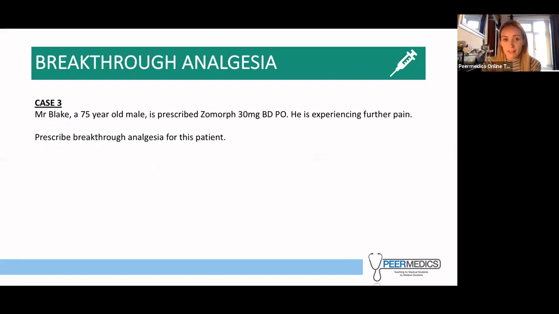Blake is a 75-year-old male and he's prescribed Zomorph 30 milligrams BD. He's experiencing further pain and you're asked to prescribe breakthrough analgesia for this patient. Oh wait, I've got a question.